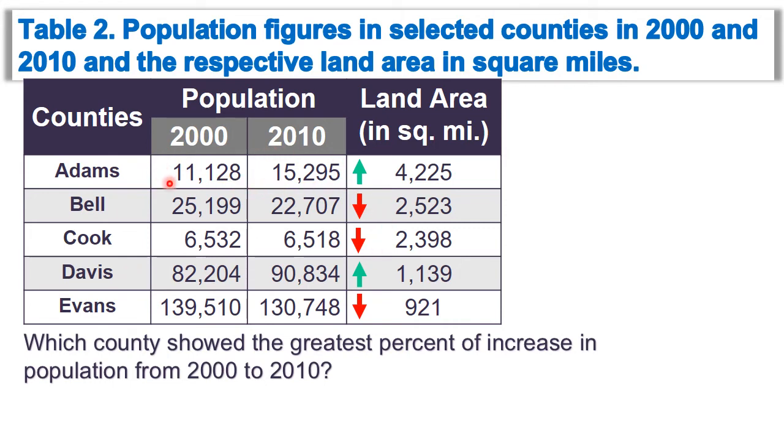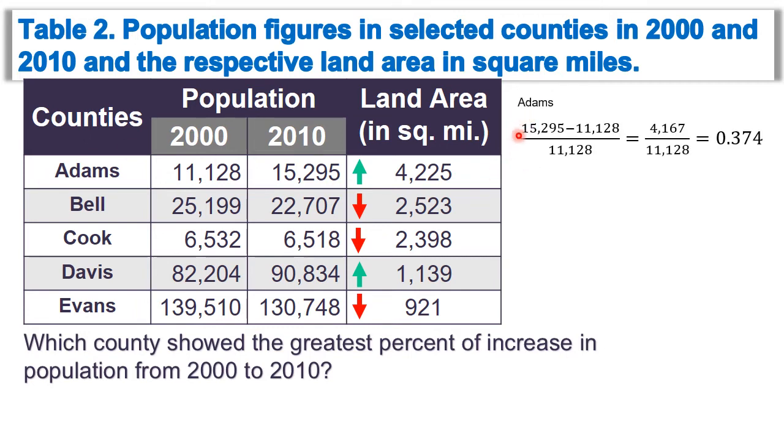Is getting their difference enough? No, it's not enough, because what we are being asked here is the percent of increase. We might say that 11 going to 15 has only around 4,000 in estimate, while here in Davis going to 90, we have 8,000 in increase. But it is not the difference that is being considered, but the percent of increase. So let's start off first with Adams.